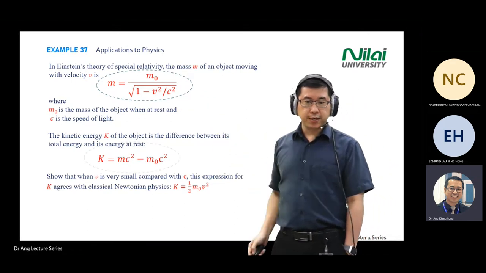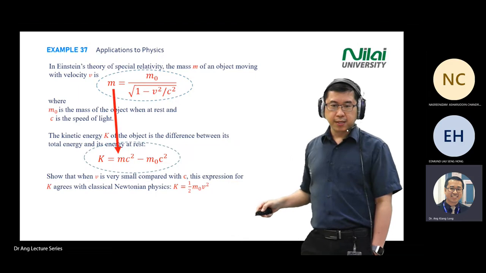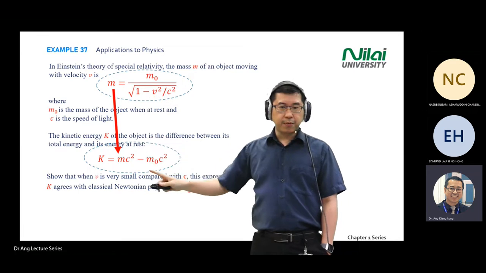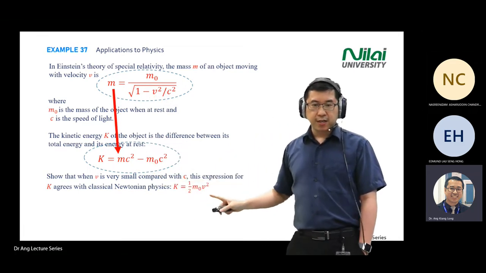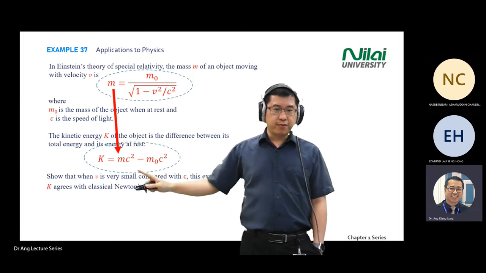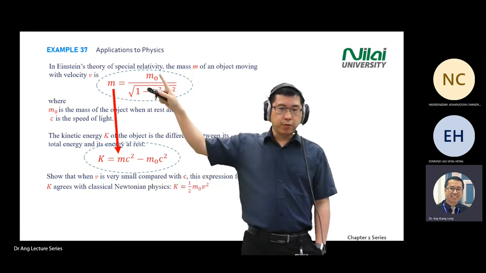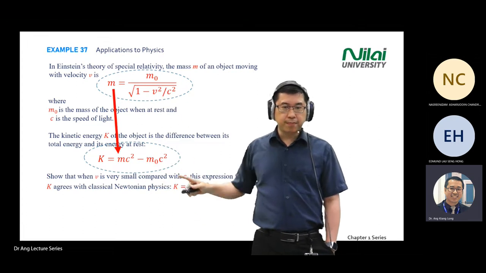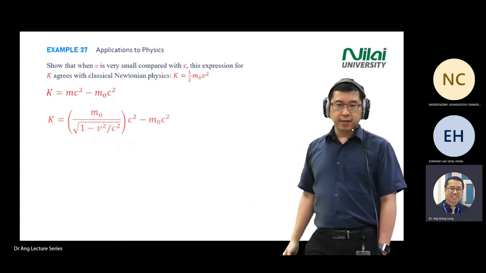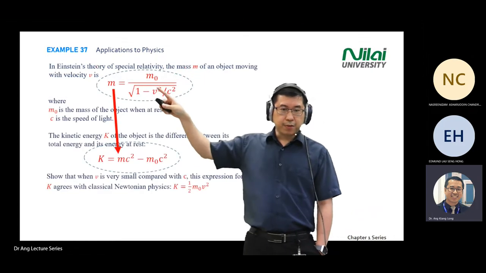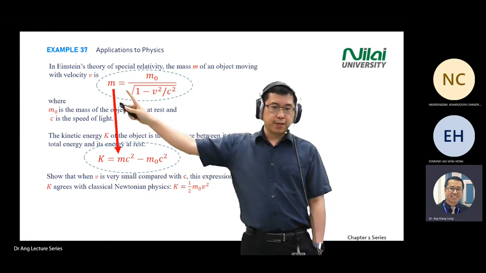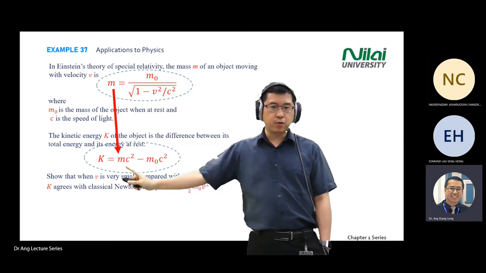First, copy the equation. Second equation, copy. We substitute the first equation into this formula. Why? Because we are proving K equals half m0 v squared. We are given m, and we are given a second equation in terms of m. We want to put our equation in terms of m0. We substitute the first equation here. You substitute this whole equation inside here. You no longer see m in the equation, but later you'll see m0 in the whole equation.